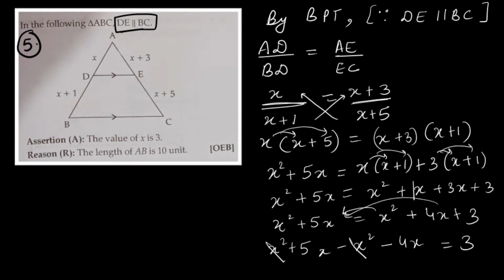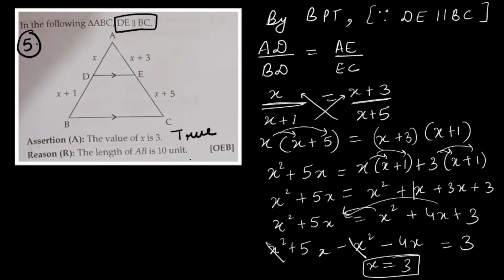x square and x square will get cancelled because x square minus x square is 0. 5x minus 4x is equal to x. So the x value we are getting is 3. x is equal to 3. First is true.